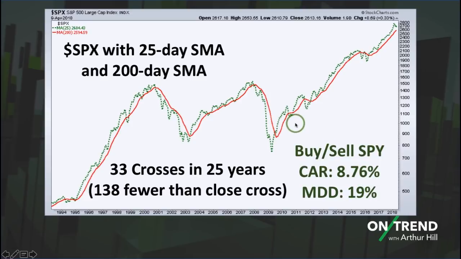So if you look at the signals roughly, yeah, you had some whipsaws, especially in 2015, but we all got whipsawed then. But you were out of the bear market in 2008 and 2009, and you were out of the bear market in 2001 and 2002. And that's the reason we use these moving averages: to keep us on trend, on the right side of the market.